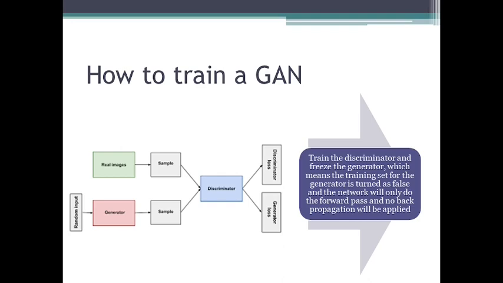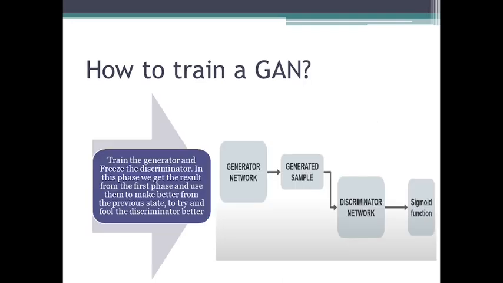Basically, the discriminator trains with the real data and checks if it can predict them correctly, and the same with the fake data to identify them as fake. After this, there is the second part where we train the generator and freeze the discriminator. So we get the feedback from the first phase and we use it to make better samples than the previous state to try and fool the discriminator better.